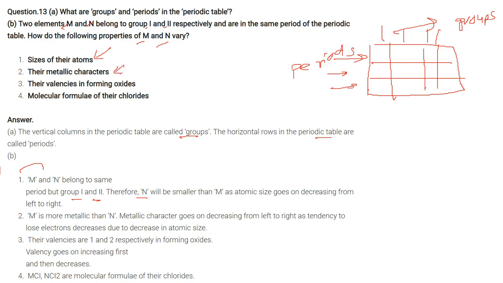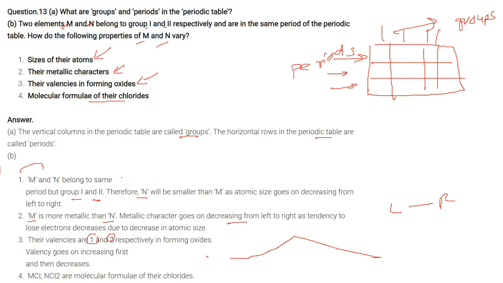Their metallic character: M is more metallic than N. Why? Metallic character decreases from left to right, as the tendency to lose electrons decreases due to the decrease in atomic size. Their valency in forming oxides: their valencies are 1 and 2. So valency goes on increasing first and then decreasing. That is how it goes.